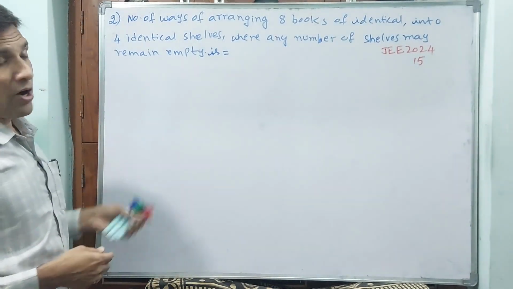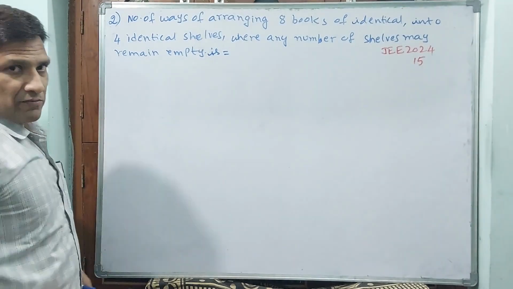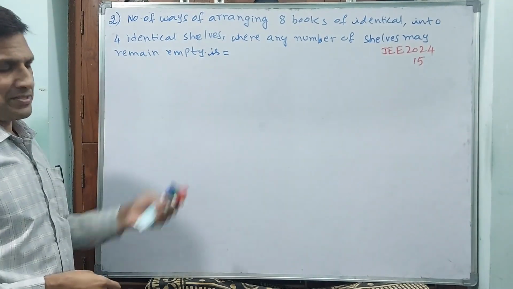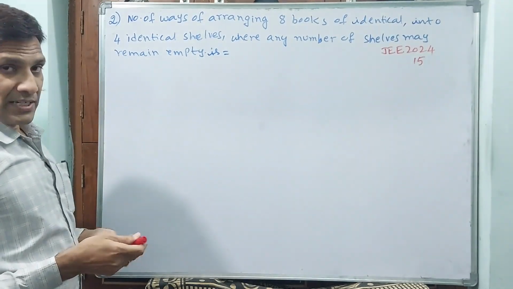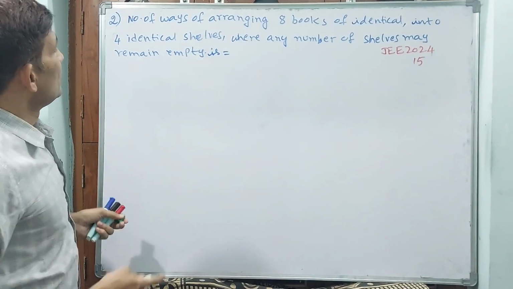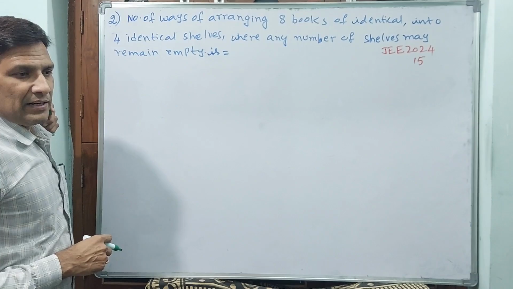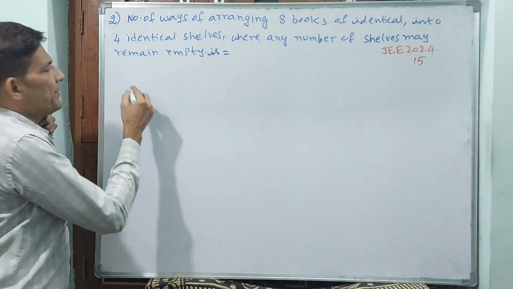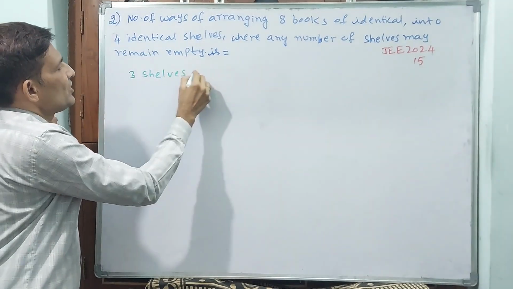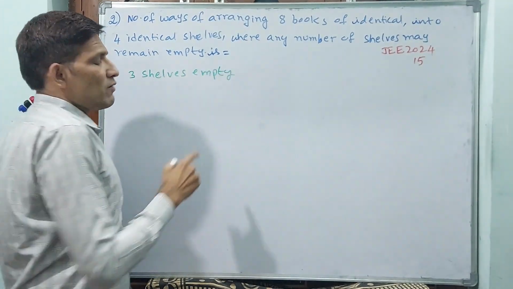See how we are making. How many ways they are telling. See here every time you need not change this. Why? Because we have to choose how many ways like that. Logically, see what I want to say first. See, 4 shelves are there. First of all, I will make 3 shelves empty. That means I want to keep only 1 shelf.